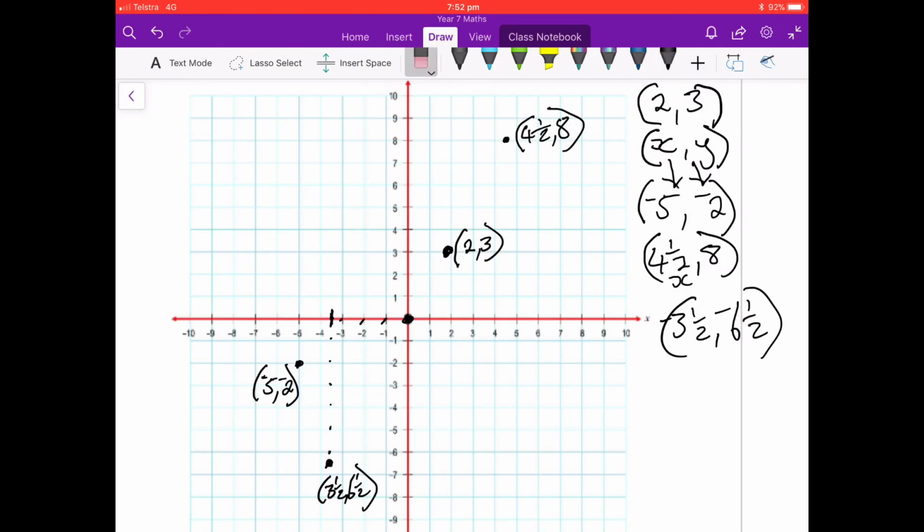And then clean out all the little counting dots there. Oops, I've absolutely rubbed that out. So I'll just put that one back in there. So it's -3.5, -6.5, which was right there. Okay, so have some fun in your maths textbook and plot some coordinates on a Cartesian plane. Have fun.